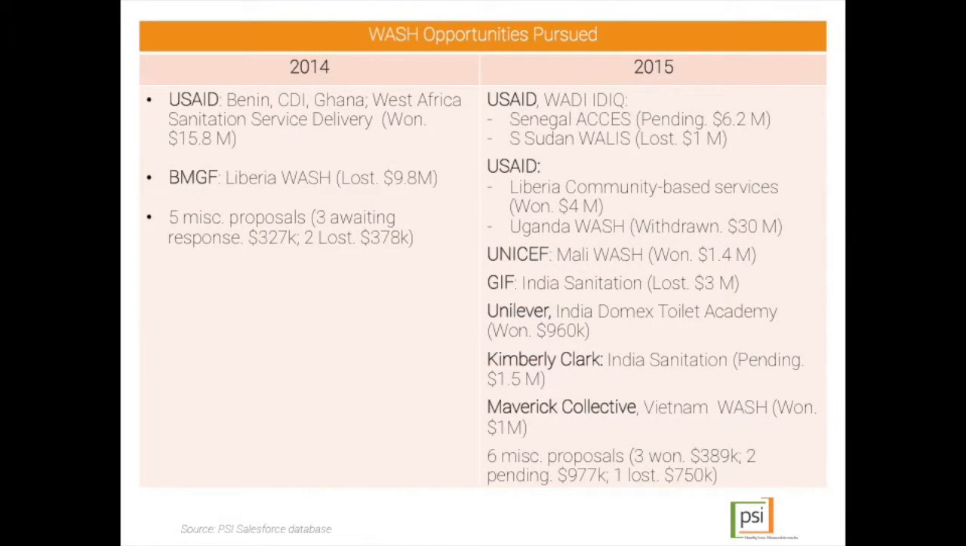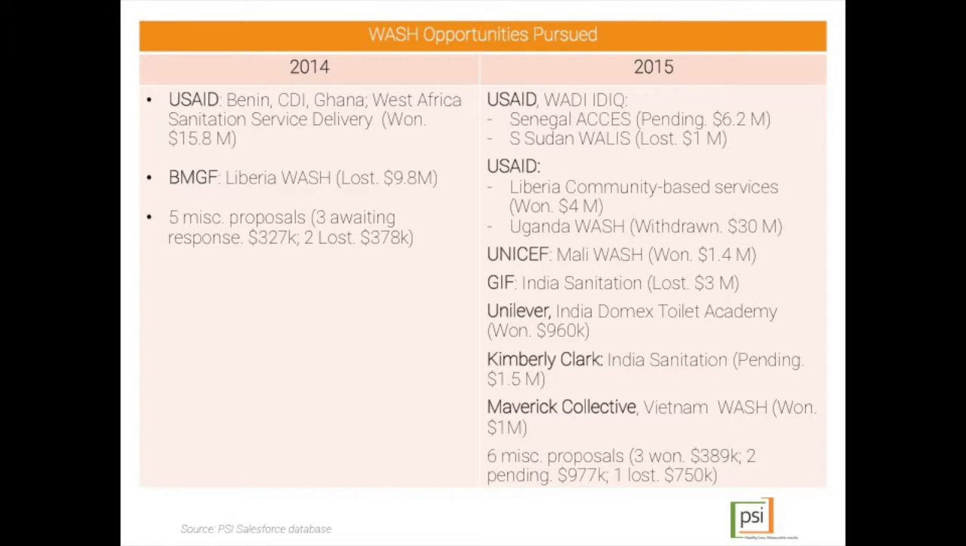The first quick snapshot is just all of the great work that you guys have been doing. Taking a quick look at last year, we had the big win for the West Africa Sanitation Service Delivery. We did also submit to the Gates Foundation for Liberia Wash program, which unfortunately we lost, and we did have some smaller proposals that some were waiting response for and some that were lost.